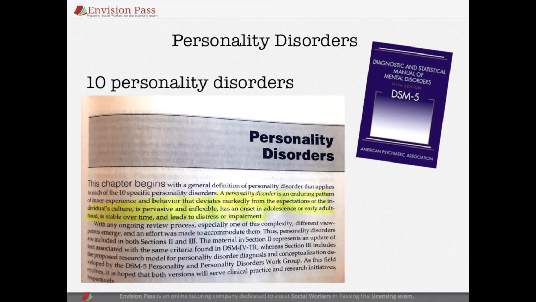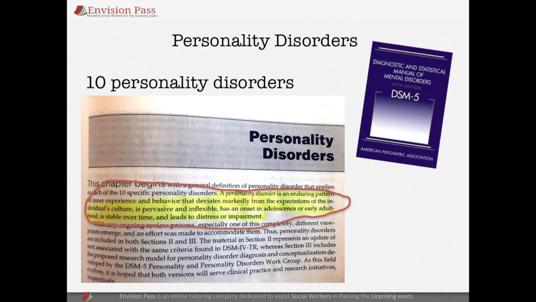According to the DSM-5, in order for a person to be diagnosed with a personality disorder, they must have an enduring pattern of inner experience and behavior that deviates markedly from expectations of the individual's culture, is pervasive and inflexible, has an onset in adolescence or early adulthood, is stable over time, and leads to distress or impairment. So the person's personality usually affects their daily functioning, causing significant distress or impairment in personal, social, and/or occupational situations. Now keep in mind that this cannot be due to the effects of substances or medical conditions.